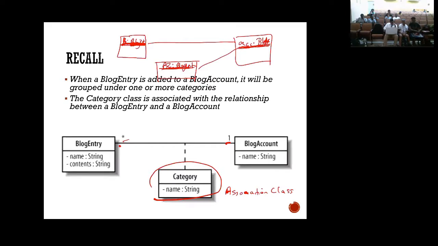So if we were to say that every blog account must have a category, and every blog entry also has a category, and blog accounts can have multiple blog entries, then you can see that there's going to be a set of categories that map between a particular blog account and a set of blog entries. Does that make any sense to you?